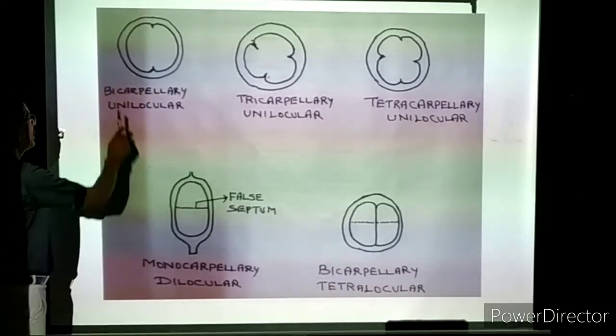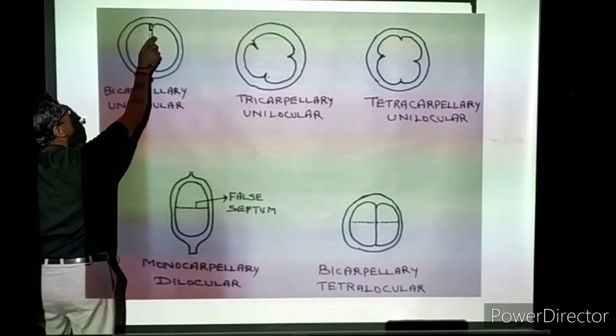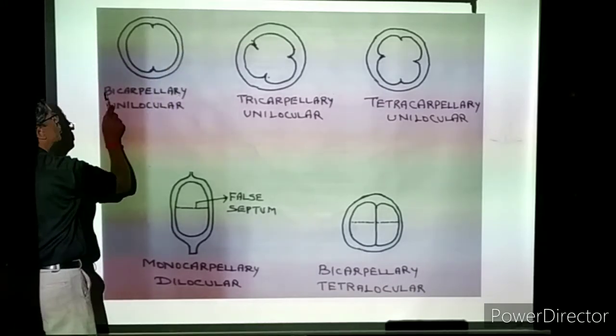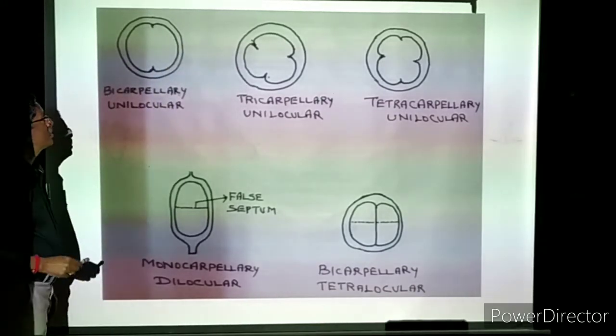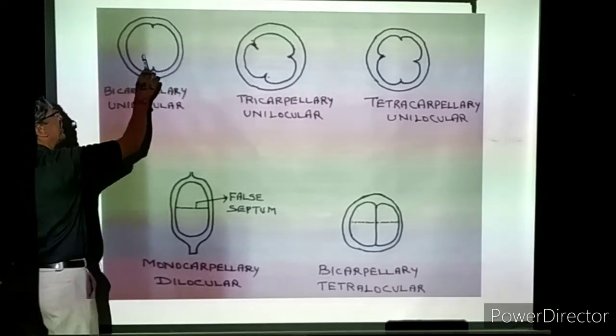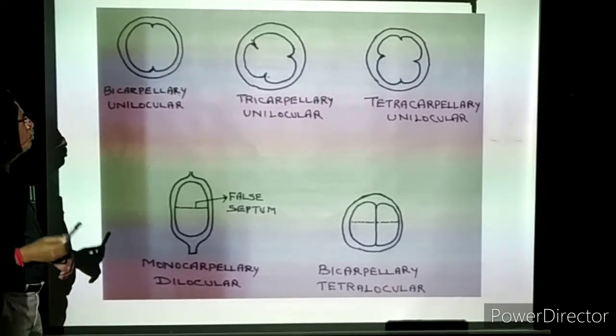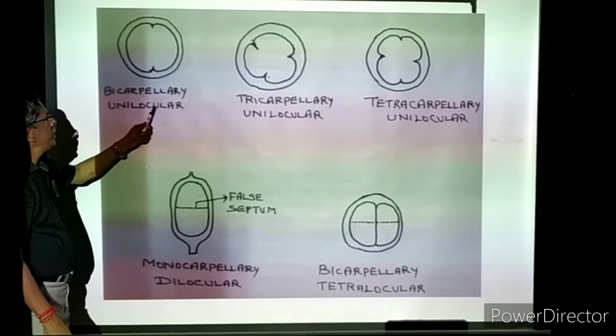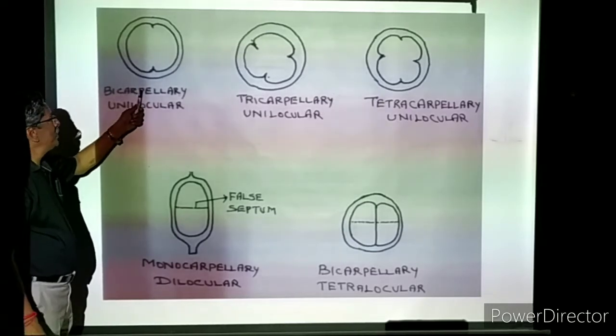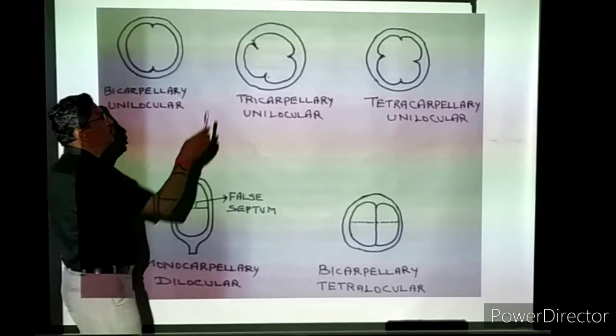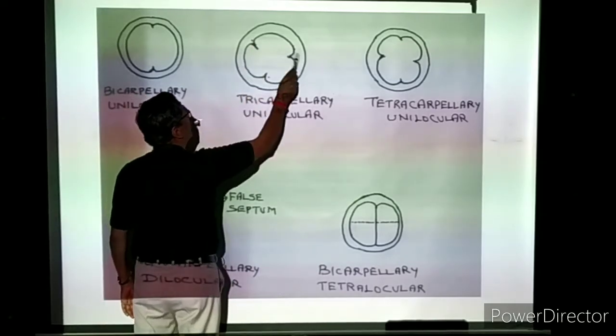So two carpels are there, bicarpellary. This is one carpel, this is another carpel. So bicarpellary ovary, no doubt. But how many cavities are present inside? Only one cavity is present, that is unilocular. Bicarpellary, unilocular.